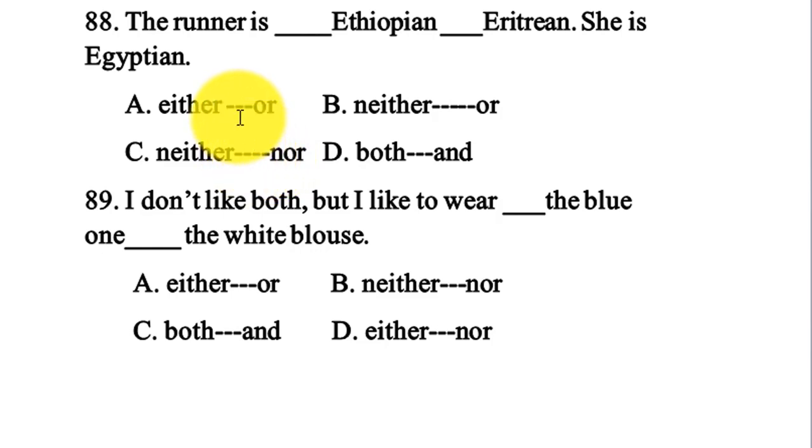Neither nor. Either or, one of the two. Either Ethiopian or Eritrean. Either or, look, no. Neither, no, the structure is wrong.